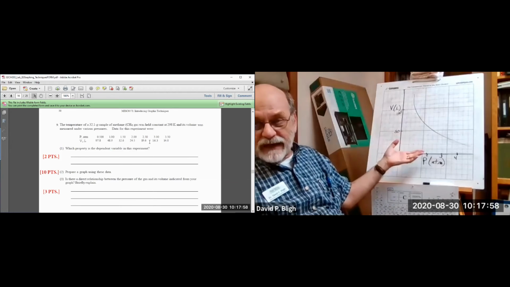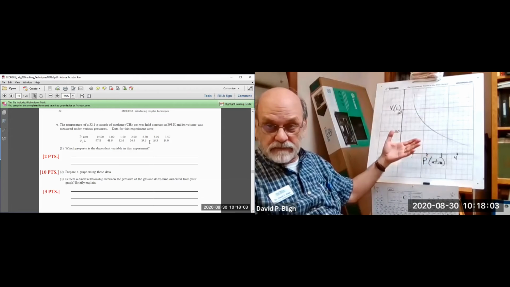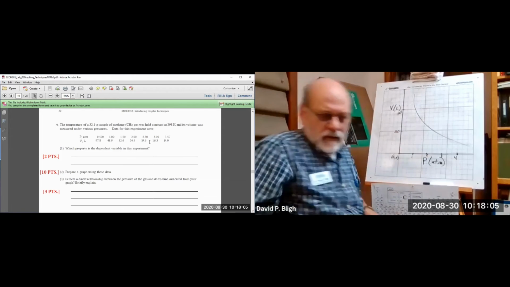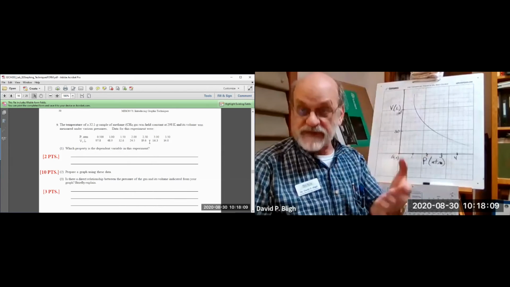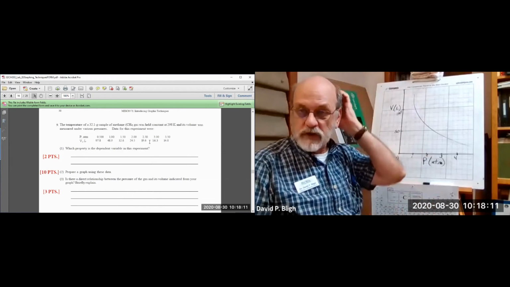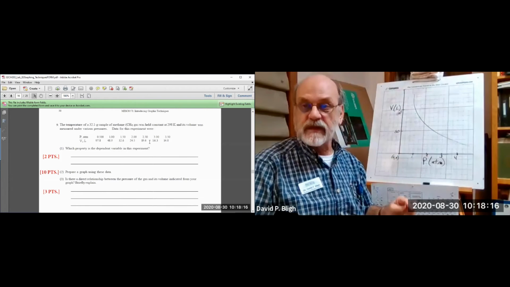But it's not a straight line. So how would you make a straight line out of this data? Well, we haven't talked about Boyle's law yet, which is what this is. This is Boyle's law.